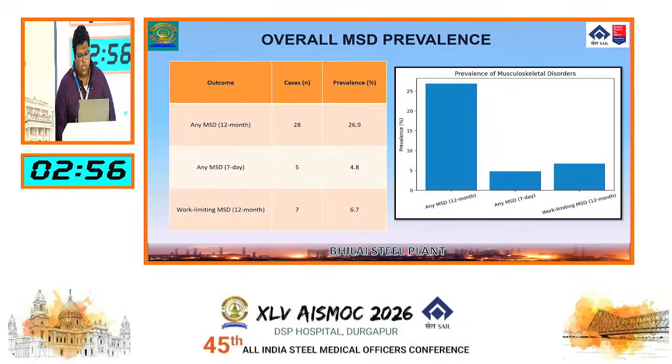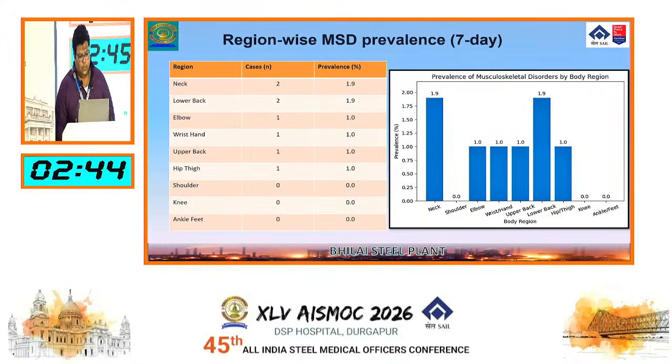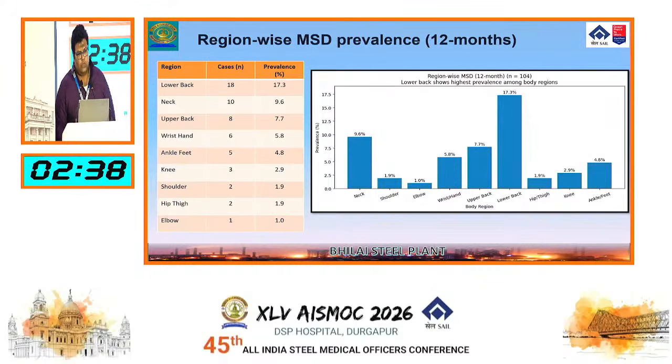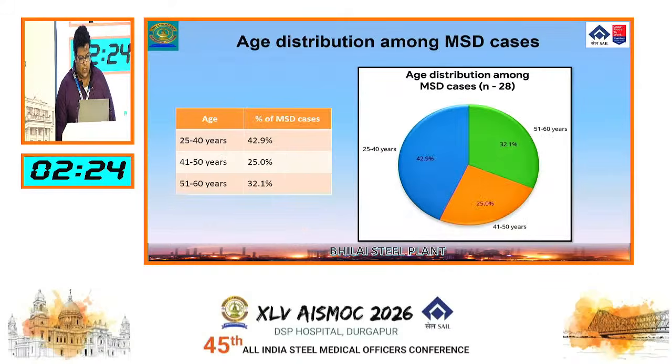So result wise, overall there is a 26.9% prevalence in the 12-month MSD scenario. Body region wise distribution had lower back accounting for almost 2/3 of the cases. In both the 7 days recall period and the 12-month recall period, lower back emerged as the most common site for development of pain, followed by neck and upper back. In work limiting MSD type, spinal involvement became the most common site, emphasizing its ergonomic and epidemiological significance.